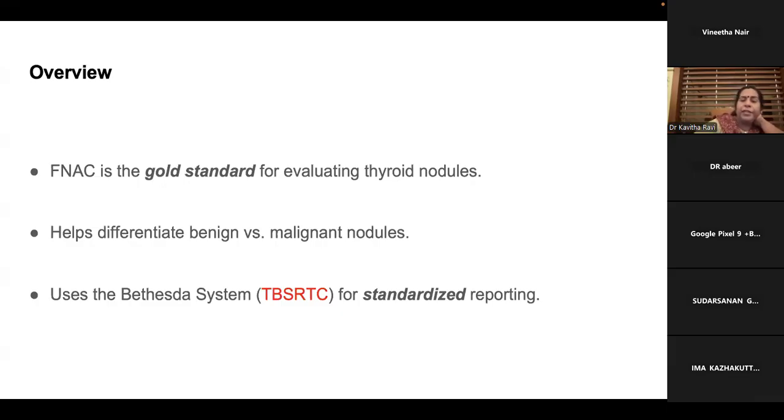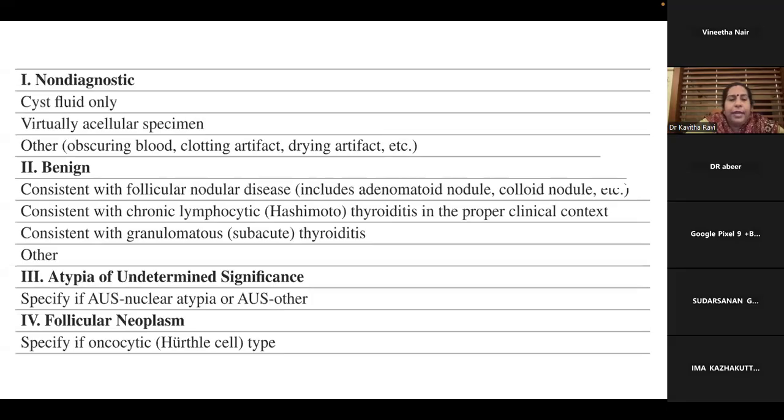So, FNAC is a gold standard for evaluating thyroid nodules, and it almost always helps differentiate benign versus malignant nodules. And now we all use the Bethesda system, which is otherwise called the TBSRTC, standing for the Bethesda System for Reporting Thyroid Cytopathology. So that is the full form of TBSRTC. And hence it is a standardized reporting.